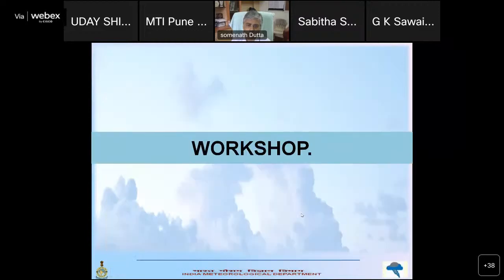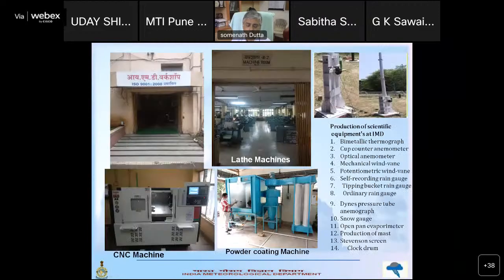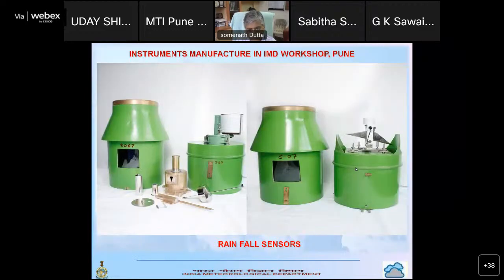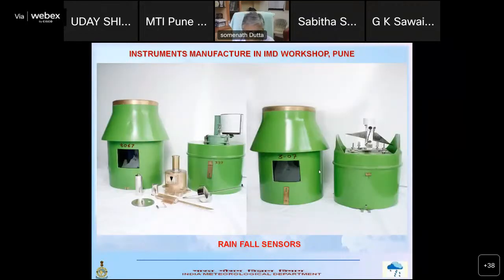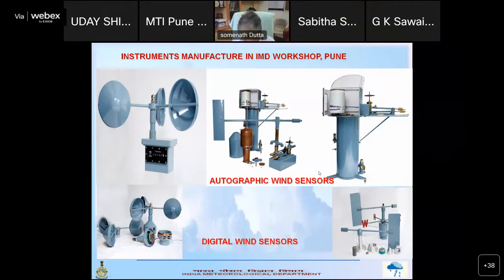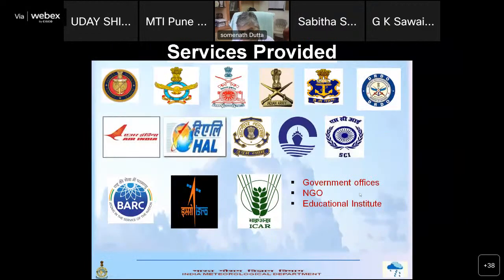We have a workshop already. I have told you the manufacturing workshop is there. Many lathe machines are there for manufacturing the metallurgical instruments. CNC machines and powder coating machines are there. We are also producing masts. All these instruments, 14 in number, we manufacture in our workshop. This is the IMD MEC instruments. These are the photographs, and these are the agencies we are getting help from, IMD.